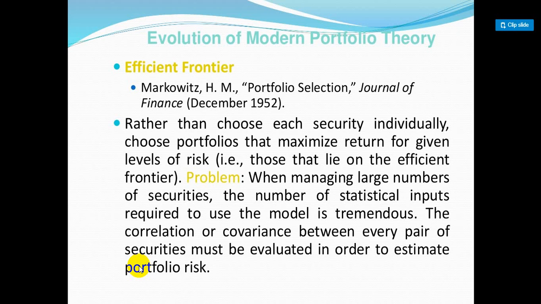The correlation or covariance between each pair of securities must be evaluated in order to estimate the portfolio risk. So now the correlation means here again how they are having the relationship between the securities. Each pair of securities must be evaluated. So every security, suppose you have 10,000, you are investing 1,000 in your equity share, 2,000 in your debenture, 3,000 in your gold and all, billions of shares. So how they are going to be evaluated, that must be estimated using the portfolio risk as such.